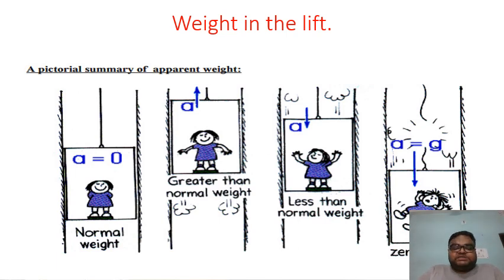What you can see from this picture: in the first picture, the girl is having a normal weight. When the lift is moving upwards in the second picture, the weight of the girl increases, right? And when the lift is moving downwards with some acceleration, the weight of the girl is less, right? And if by chance the lift breaks and it freely falls, then the weight of the girl becomes zero. So why is it so, students?